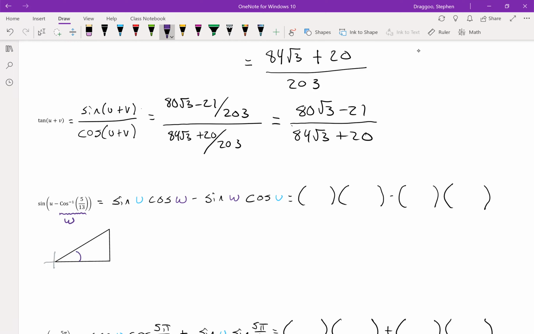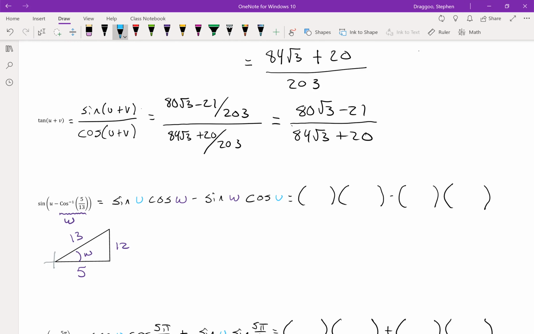So I'll label that angle W, and it's the cosine of 5 over 13. So I have an adjacent side of 5 with a hypotenuse of 13. And that means I should have an opposite side of 12, which I could get from the Pythagorean theorem. So I'll plug all that stuff in.